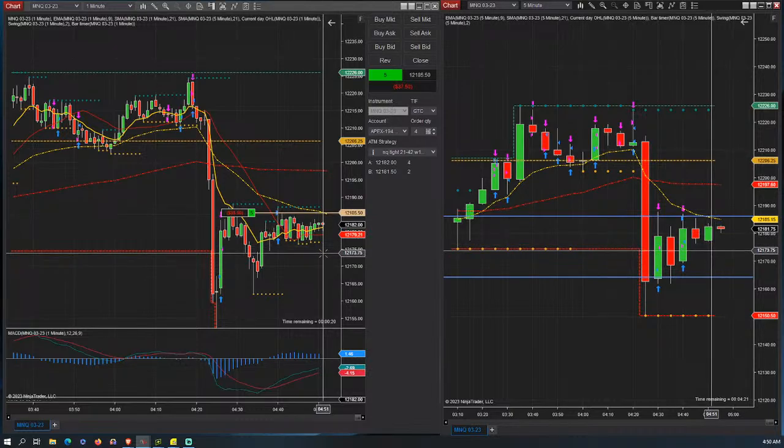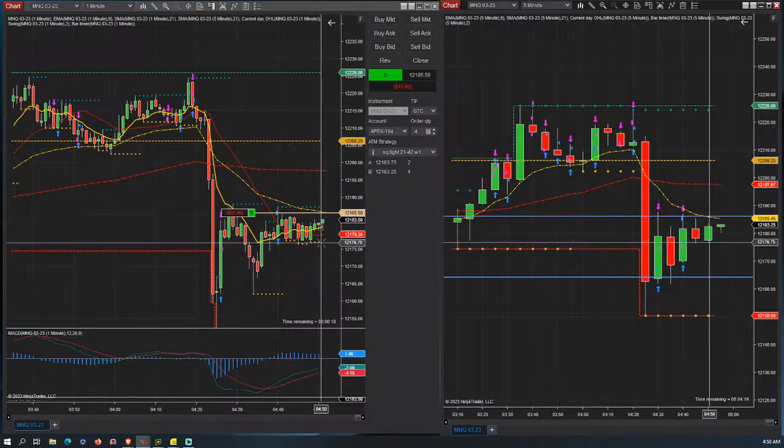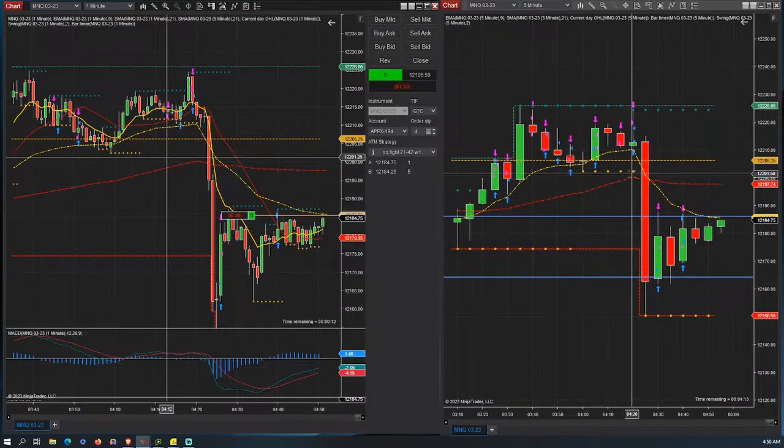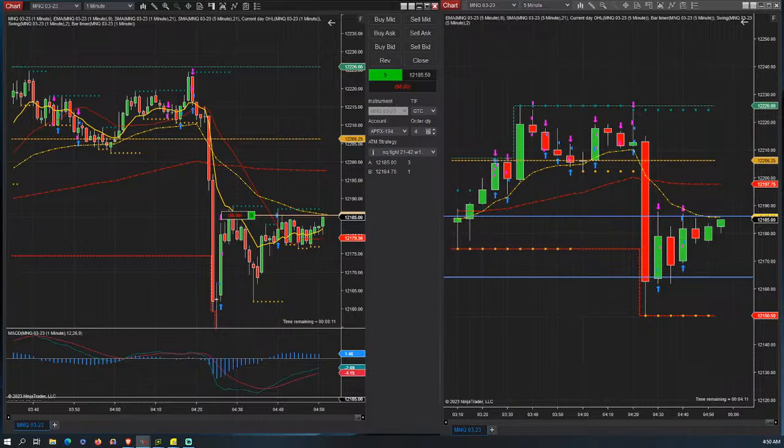Not the best entry. Honestly, I think my entry should have been here, in hindsight. I'm waiting for the hourly to close. London is open right now. Seems like we broke the level I've been wanting to break. Okay, so I'm in a little bit of profit now. Do I take this? Or do I let it ride?